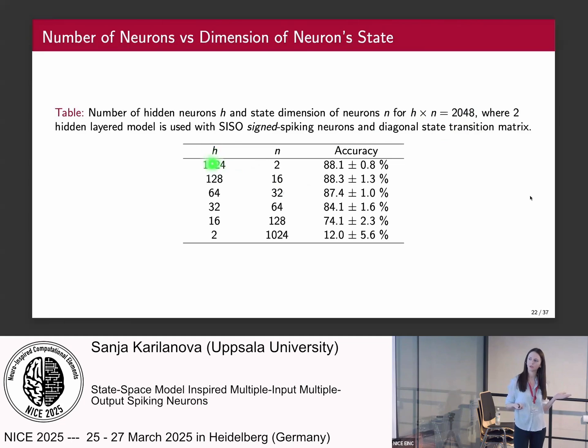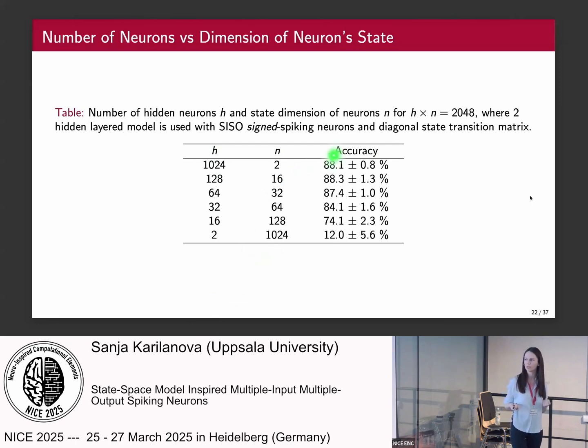This means that, for example, in the first row here, what we have is hidden layers where we have 1024 neurons, and each is of dimension 2, which is similar to the ADLIF and the LIF models, because as you remember, they were 1 or 2 dimensional. While in the last row, we have a situation where we have only 2 neurons in the layers, but they are of very large dimension, that is, 1024.